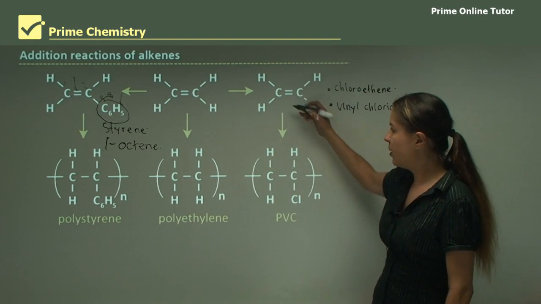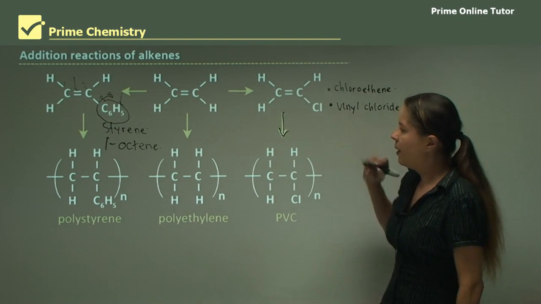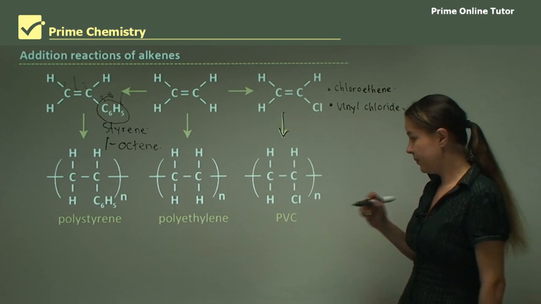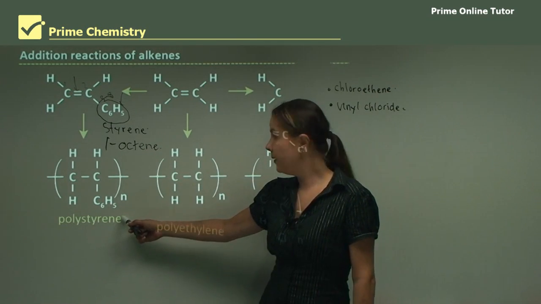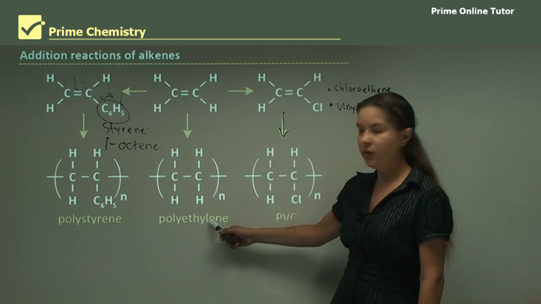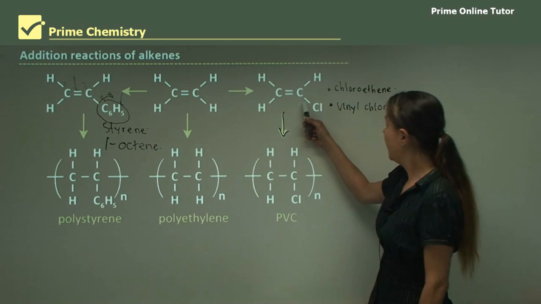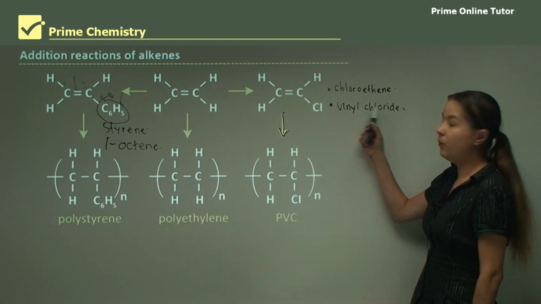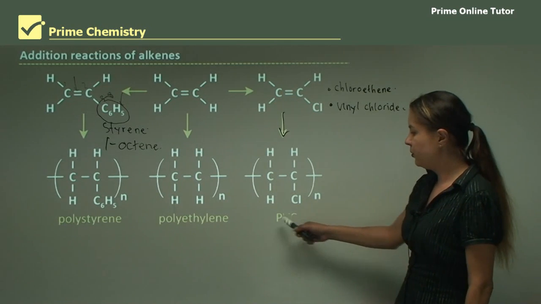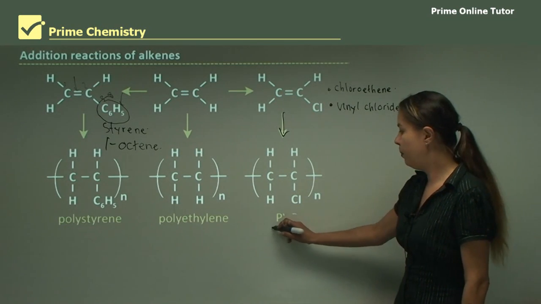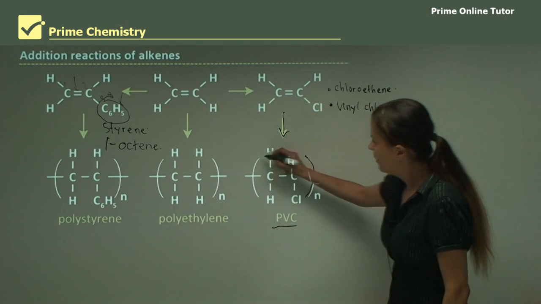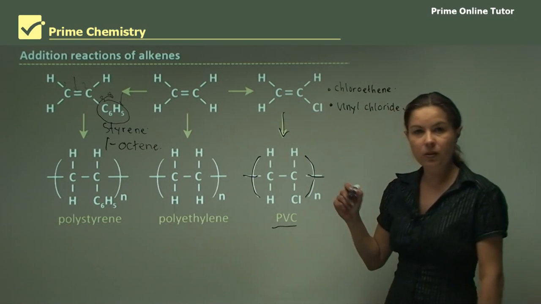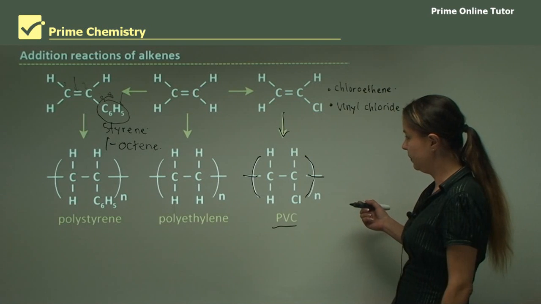What we can do with these compounds is then have a polymerization reaction, okay, to form polymers. So styrene can go to polystyrene, ethylene can go to polyethylene, and chloroethane, or vinyl chloride, can go to polyvinyl chloride, or PVC, which is used widely in the building industry. Mainly for pipes, because they're non-corrosive and they last longer than metal.